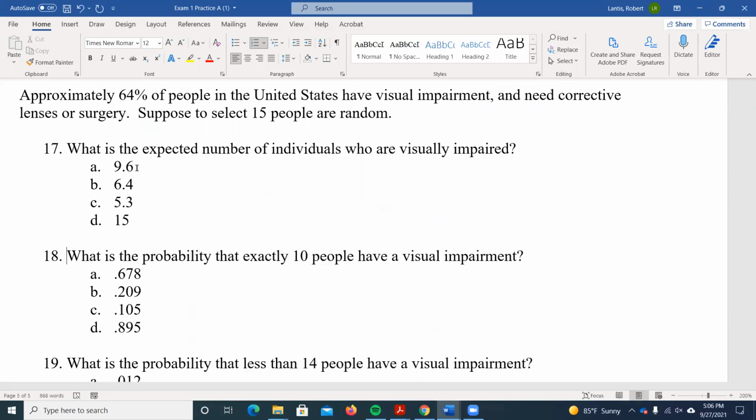If we think about what we're doing here, we're looking for the expected number, the average number of people out of 15 who would have a visual impairment. So 15 here doesn't make a whole lot of sense unless the probability that someone has a visual impairment is what? 100%, right? So hopefully we can rule D out right away. From there, it's a matter of can we get this underneath. Okay?